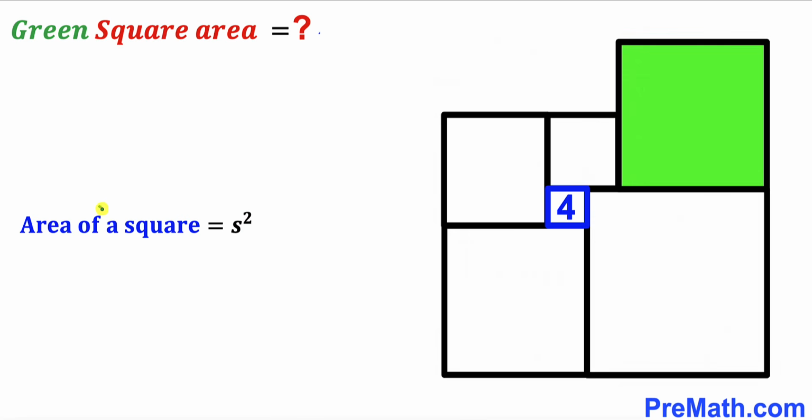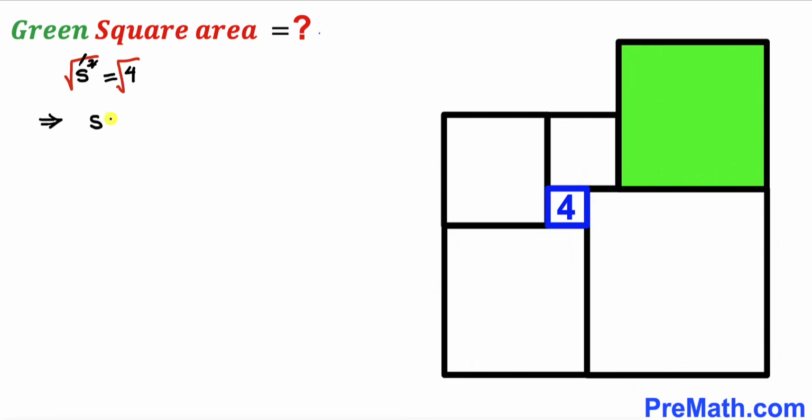Let's recall the area of a square formula. Area is always equal to s squared, where s represents the side length of the square, and in our case the area is 4. So we can write s squared equals 4. Now we are going to undo this square by taking a square root on both sides. The square and square root undo each other, so our side length s turns out to be 2 units. So the side length of this blue square is 2 across the board.